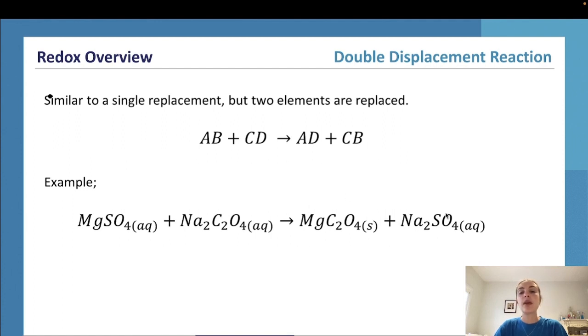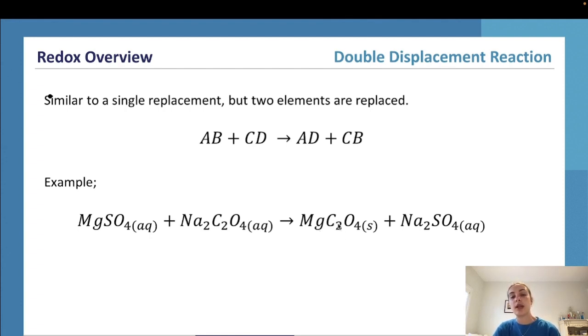So now we need to look at what our products are to determine how these are changing. If we look at our magnesium bicarbonate here, following our rules, magnesium is going to be a +2 charge, and each oxygen is going to be a -2 charge. So we've got -8 plus 2 gives us -6.